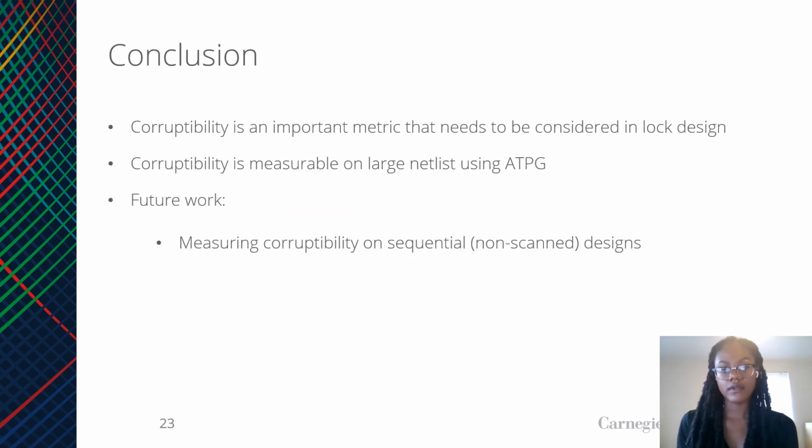So overall, corruptibility is an important metric that needs to be considered in lock design, along with other metrics such as lock hardness. And so corruptibility is measurable on large netlists using ATPG, as we've shown in our experiments. And other versions of corruptibility, such as workload corruptibility, are also measurable. And so our future work is focused on measuring corruptibility on sequential non-scan designs.